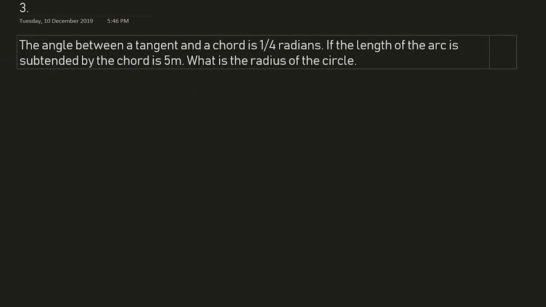Alright? Next, question number 3. Sabi naman dito guys, the angle between a tangent and a chord is 1/4 radians. So basically, we're now moving to area of sectors and segments, alright? So the angle between a tangent and a chord is 1/4 radians. So let's draw a circle.